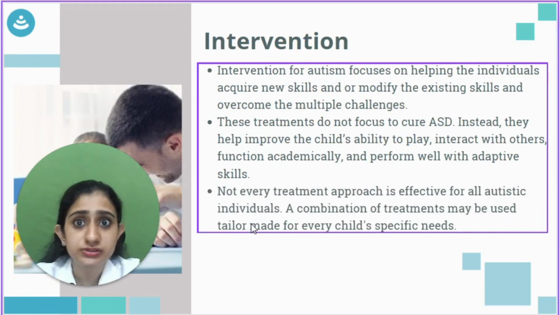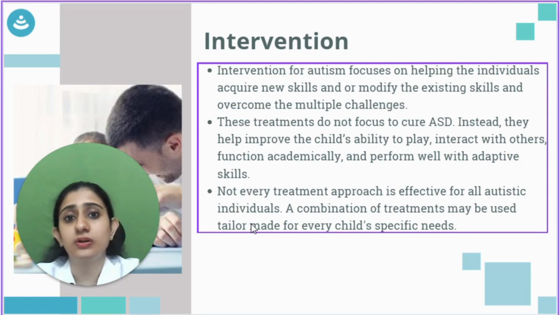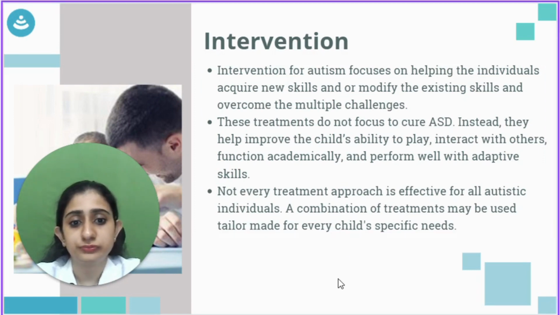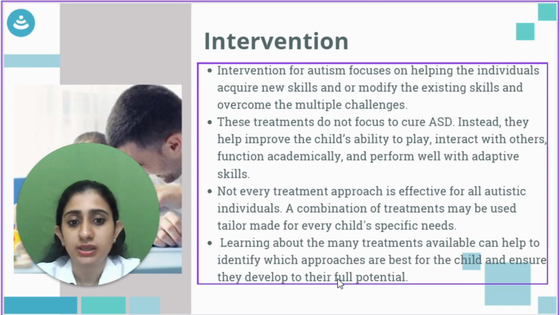And not every treatment approach is effective for all autistic individuals. So a combination of treatment approaches may be used to meet their specific needs. And thus, learning about the many different treatments available can help us to identify which approaches are the most suitable for a child's needs.